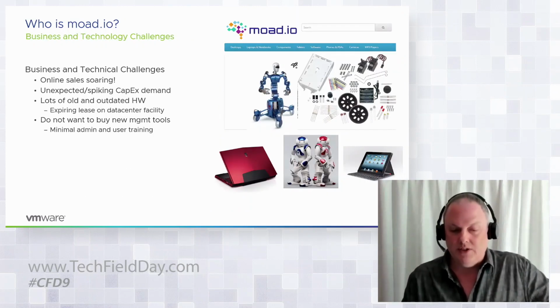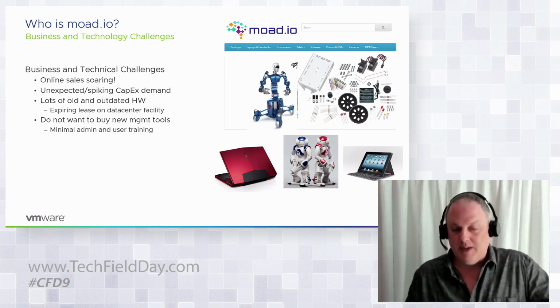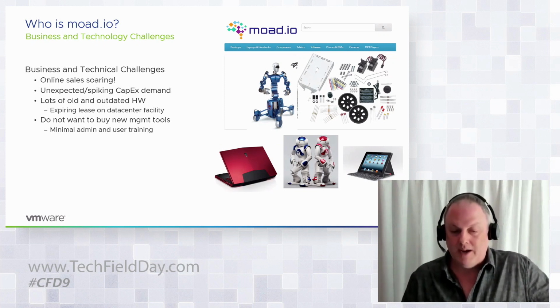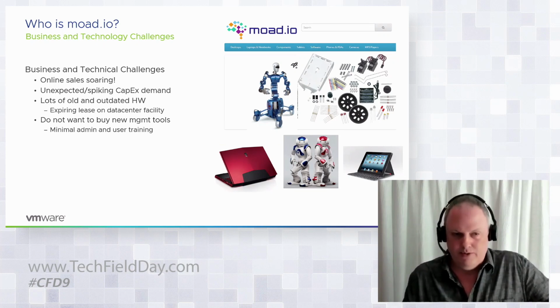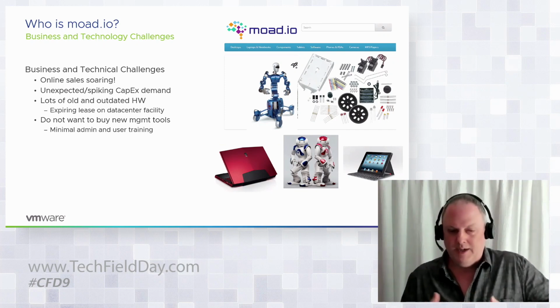So we have some business challenges that we're dealing with. First ones are, our sales are soaring, which is great, but that's causing an unexpected spike and increase in our CapEx spend. We've got some outdated hardware. We've got some leases coming due on our data centers. So we're basically getting into this crunch situation where we need to start addressing what's going on in the environment. We don't want to have to go and set up all new stuff. We want to minimize our training and our administrative effort, as well as end user training.